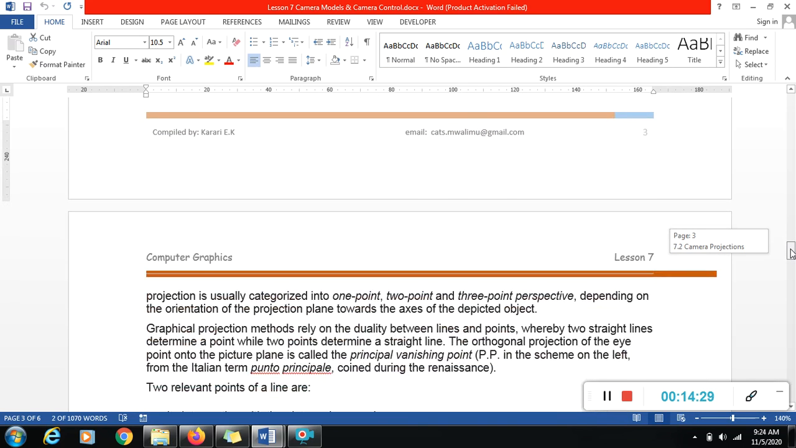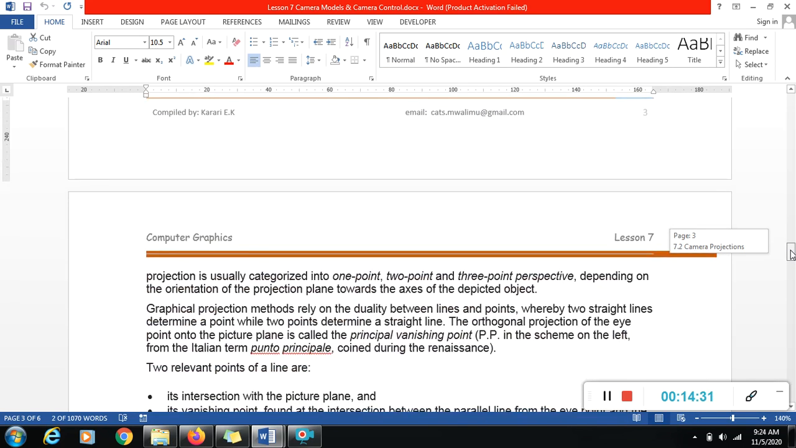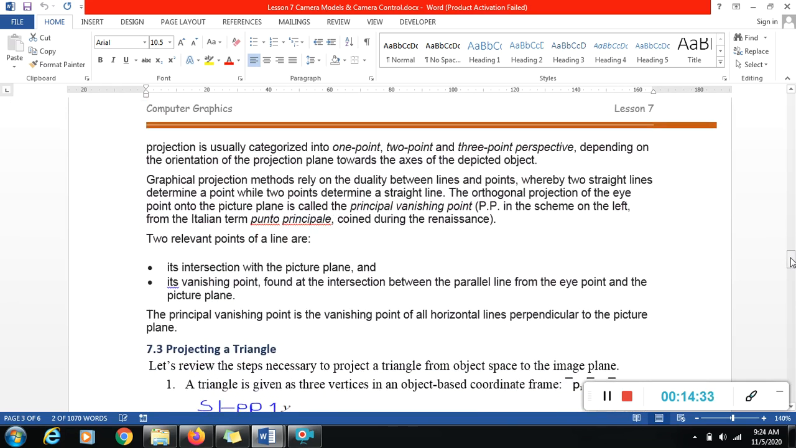Now, perspective projection is usually categorized into 1-point, 2-point, or 3-point perspective, depending on the orientation of the projection plane towards the axis of the depicted object. You note that graphical projection methods rely on duality between lines and points, where 2 straight lines determine a point, while 2 points determine a straight line. The orthogonal means perpendicular. The orthogonal projection of the eye point onto the picture plane is called the principal vanishing point.